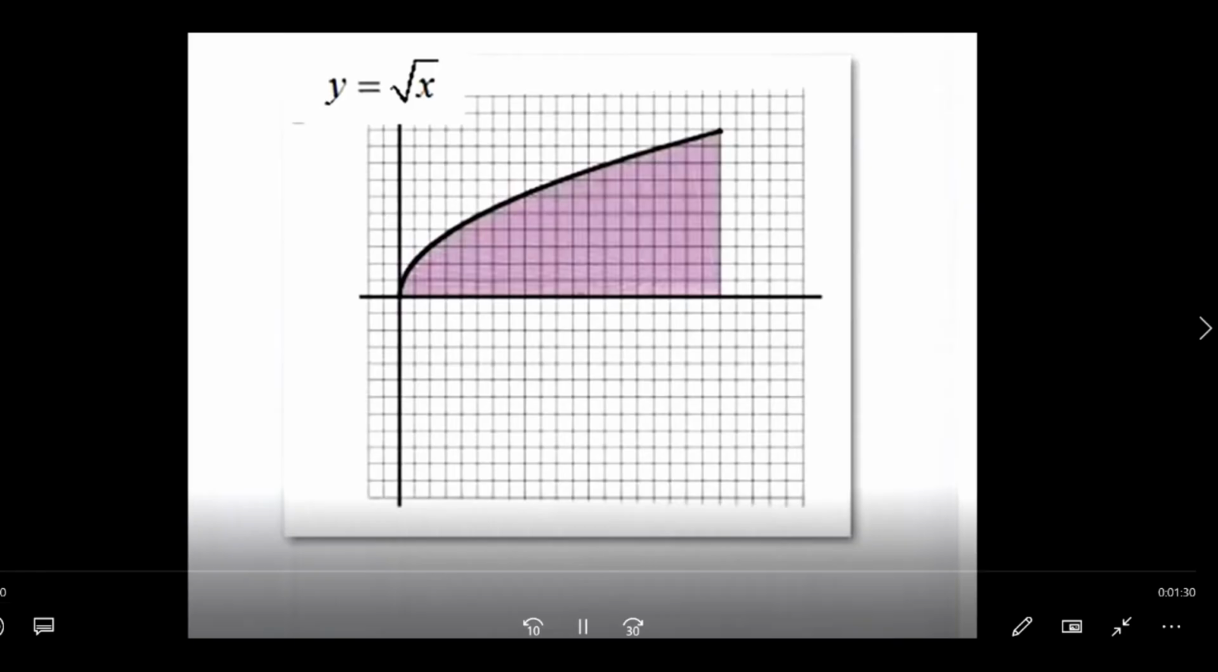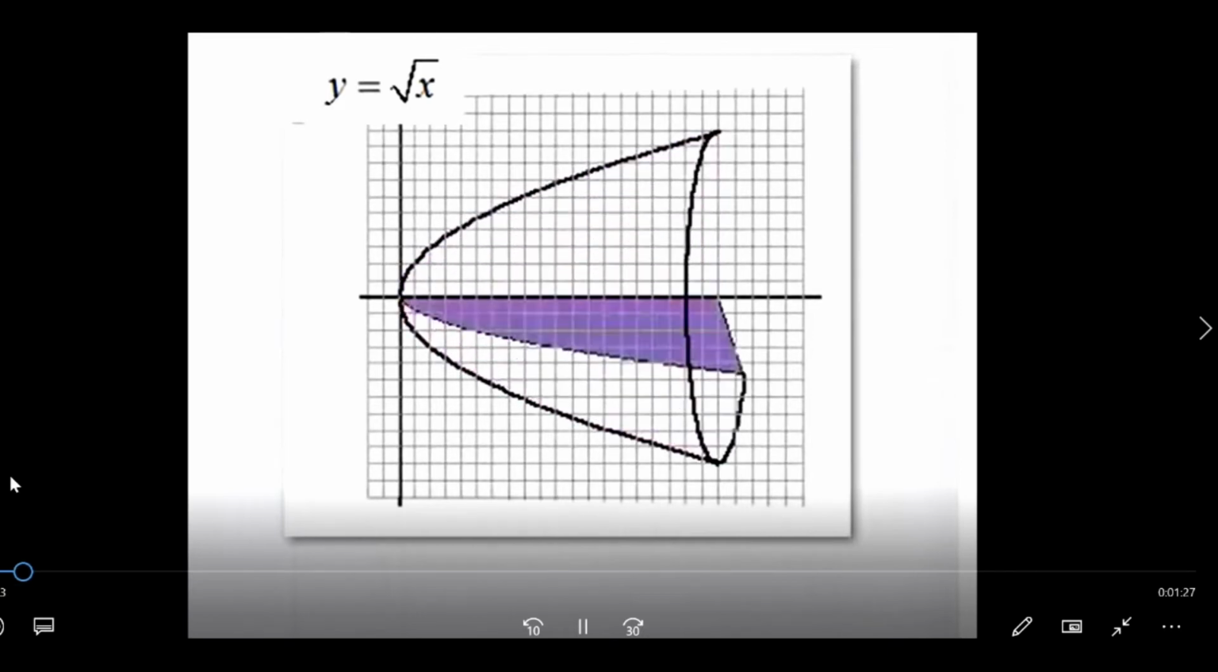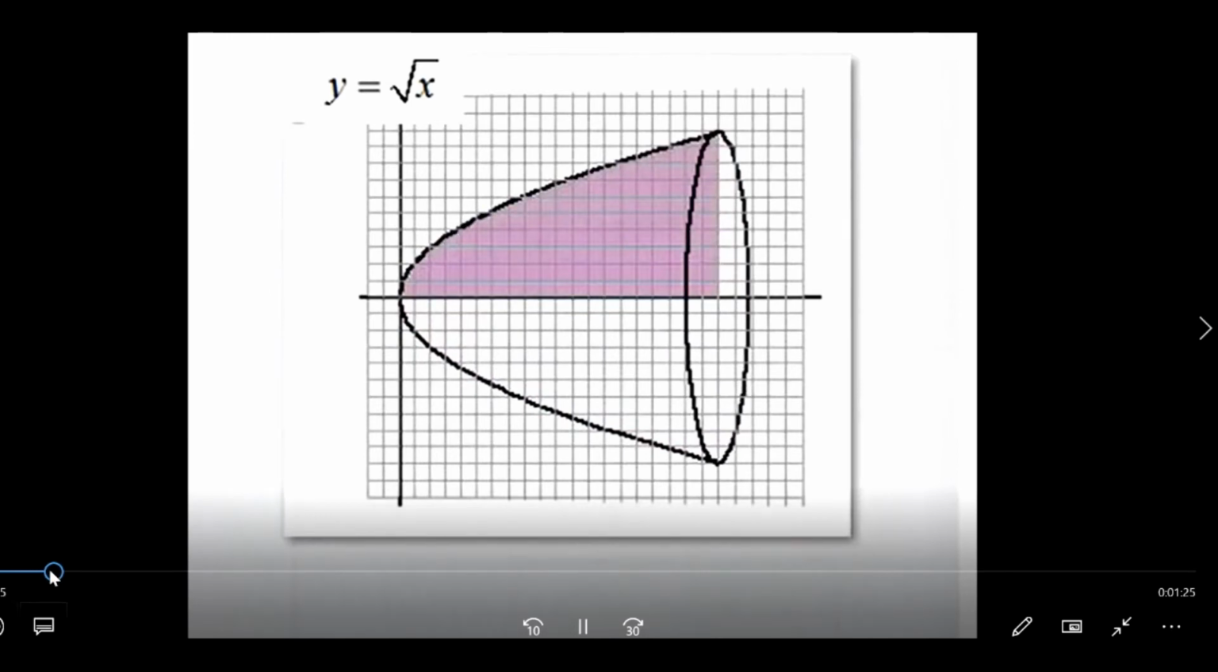I really can't do any better than this animation to show you what's going on. So take a look at this curve. This is the curve y equals the square root of x. Now, watch what happens as we revolve the curve around the x-axis. See how we form this bowl-like solid, where every cross-section is just going to be a circle.